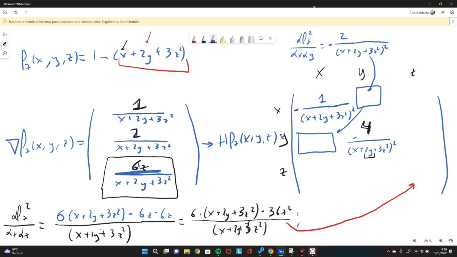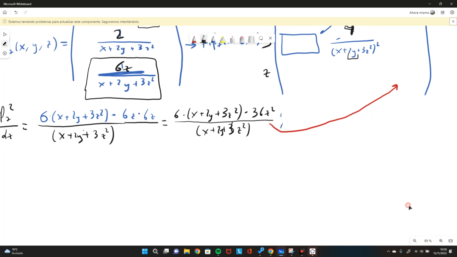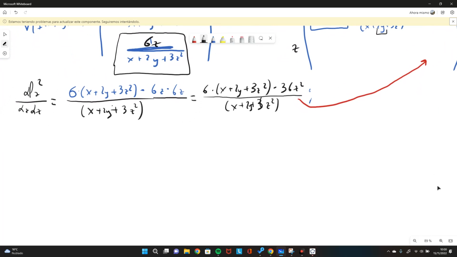The other two cases are a bit more complicated. The xz and yz cases are going to be quotient rules, because we have a z as a function here. So that's going to be a little bit problematic. We're going to see. The result is, I won't say obvious, but at least easier than I could say.